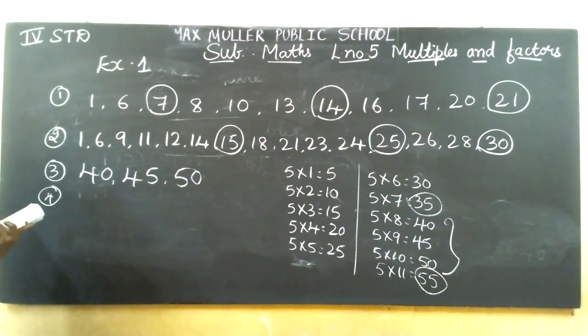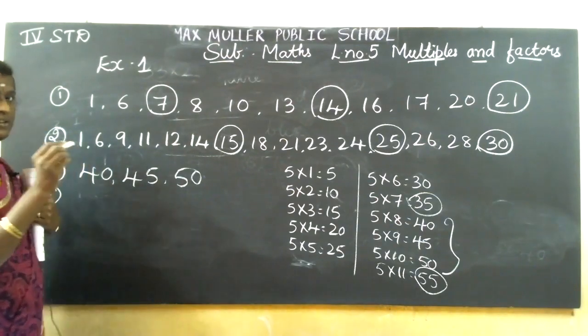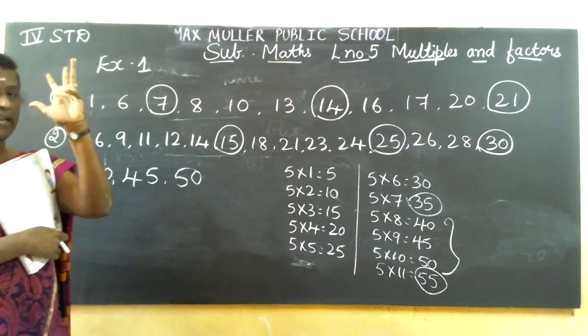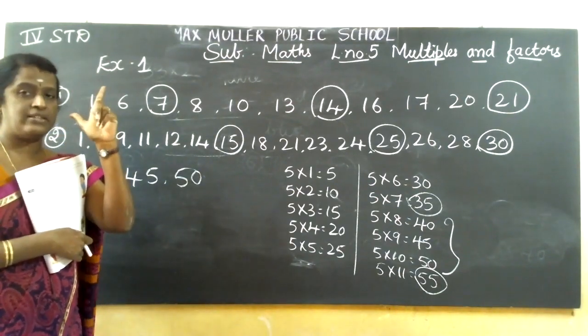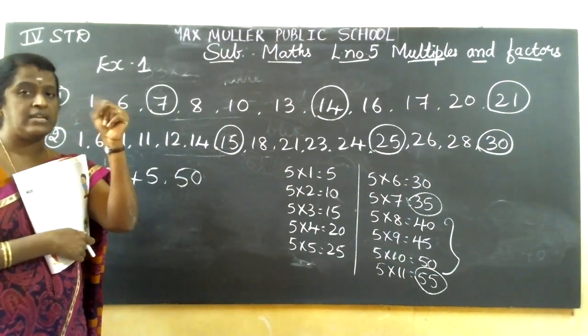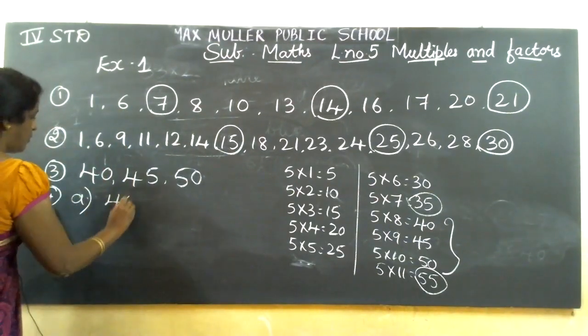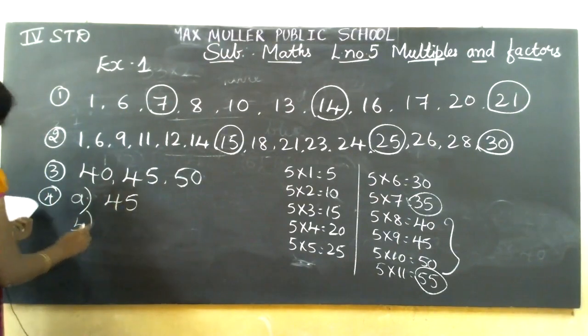Find the fifth multiple of 9. Fifth means: 9 ones are 9, 9 twos are 18, 9 threes are 27, 9 fours are 36, 9 fives are 45. So the answer is 45, option B.